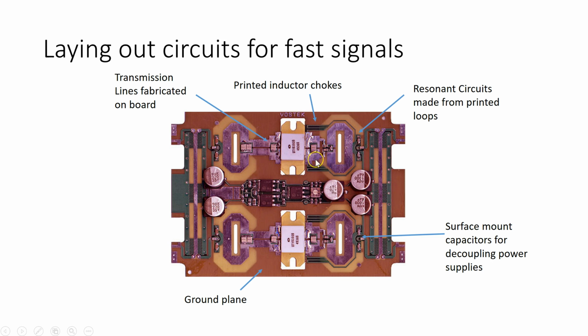It also has here a resonant transformer. This loop is made to be a resonant circuit at the frequency that this amplifier works at, and it's a transformer coupling this circuit to this circuit here. Notice the surface mount very small capacitors. This is so that the lead of the capacitors is minimized.